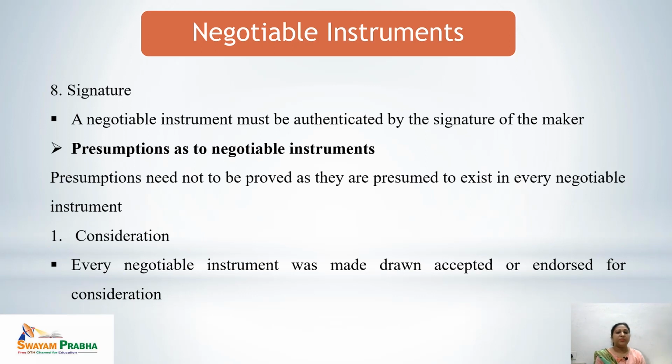So let's discuss them. The first one is the consideration. Every negotiable instrument was made, drawn, accepted or endorsed for some consideration. It means that when a negotiable instrument is being drawn, it is never asked whether the consideration was paid. This question is presumed: it automatically includes the consideration. This is a major presumption the parties can make when dealing in a negotiable instrument.